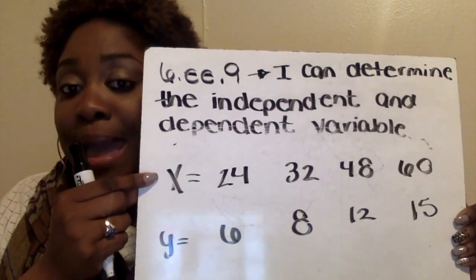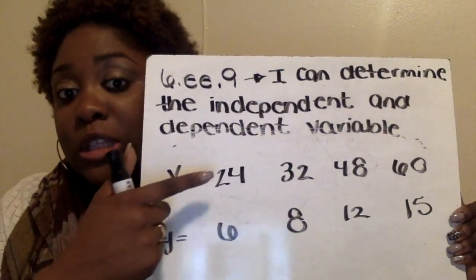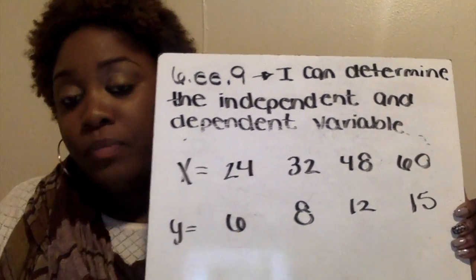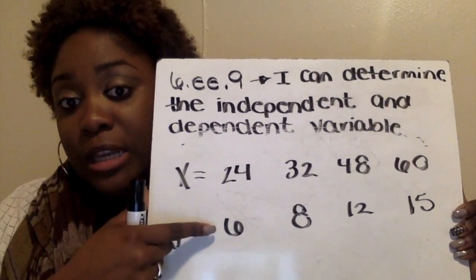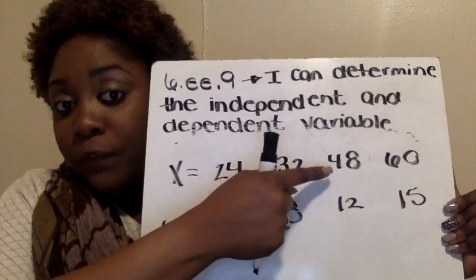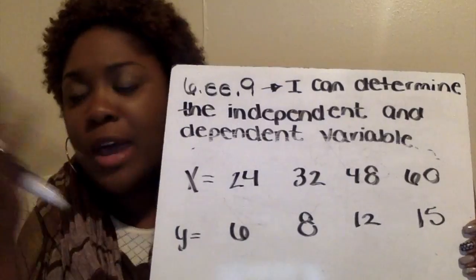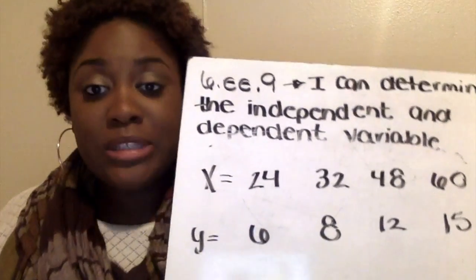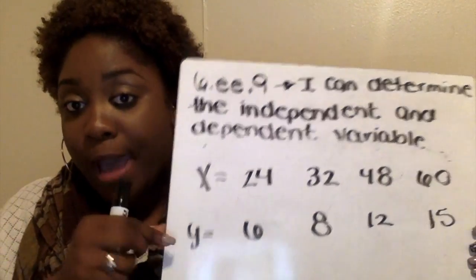So you're asking yourself, what do I have to do to my x to get to my y? What is the pattern? What am I doing to this number to get to this number? If you look very closely, you'll realize that 24 divided by 4 gives us 6. 32 divided by 4 gives us 8. 48 divided by 4 gives us 12. And 60 divided by 4 gives us 15. So what is the equation here? It's x divided by 4 equals y.